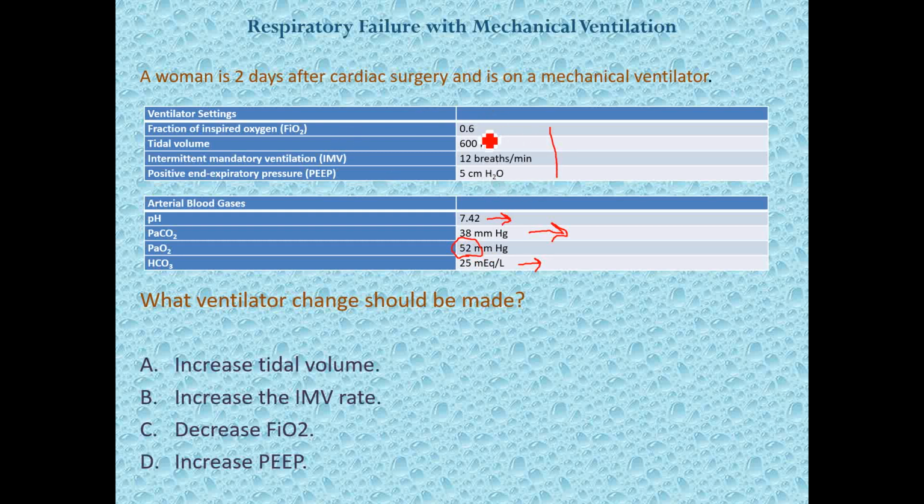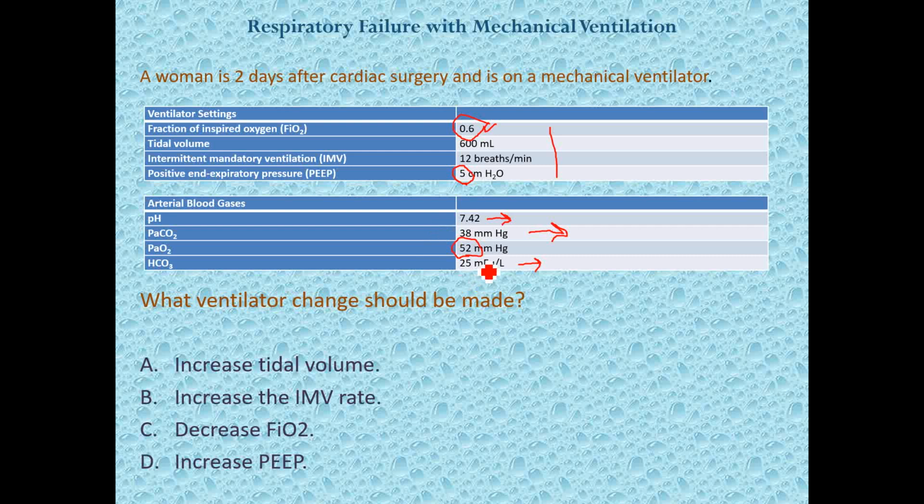Well, we see that the FiO2 is at 60% or 0.6. And so we see that this patient is hypoxemic. We know that that is on the table. The tidal volume and the breaths are going to be fine. Why? Because the patient's CO2 is within the normal range, as is the pH. We do not need to change anything with the rate or tidal volume. We see that the delivery of PEEP is at 5 centimeters, and we could increase that.